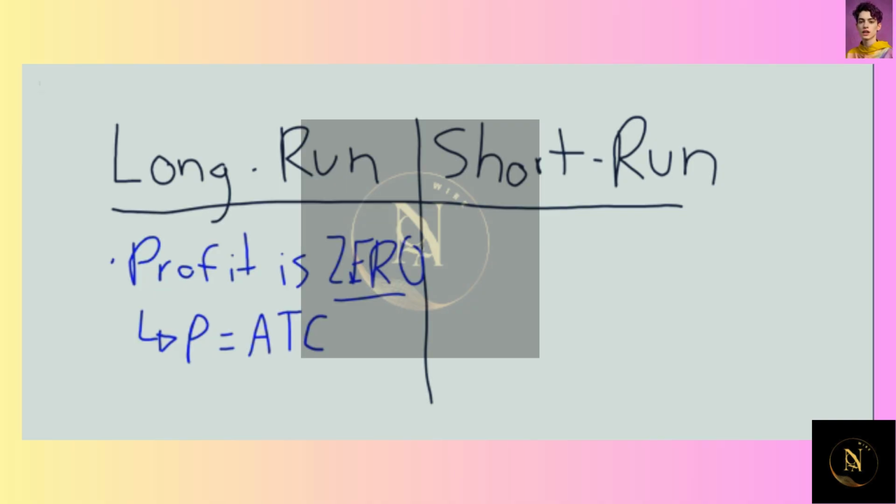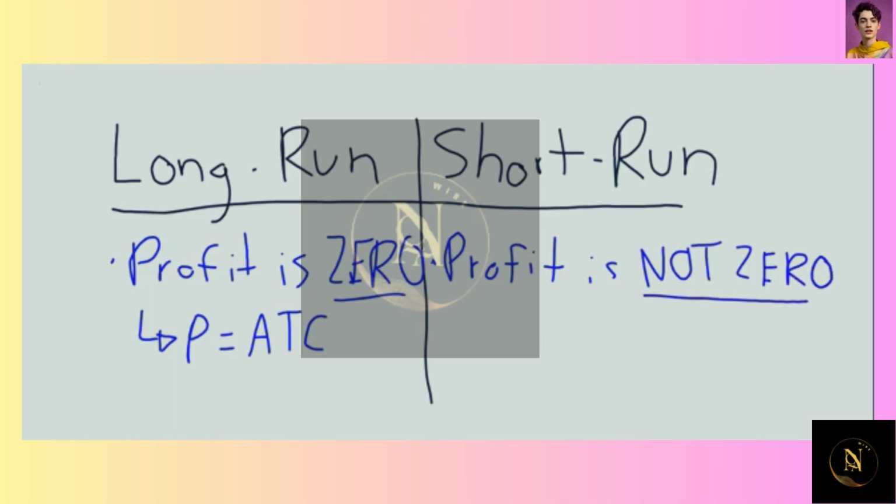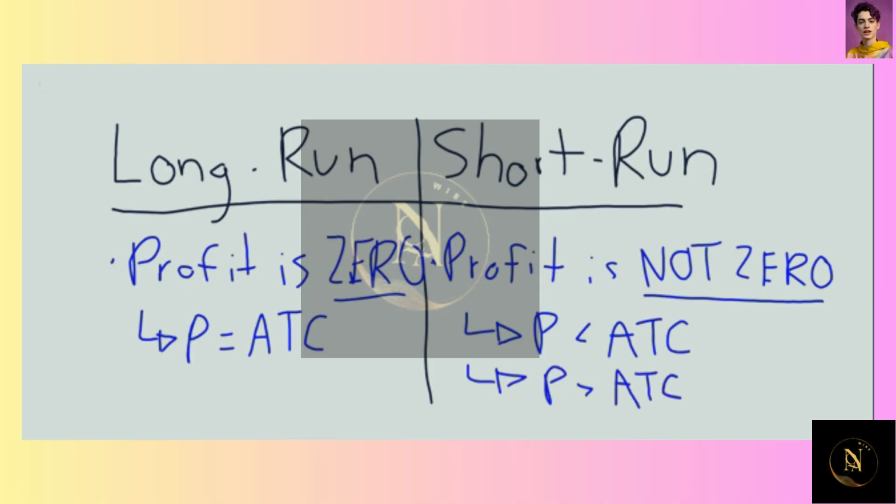So then for the short run, this bullet point here, you probably guess what the concept is. In this case, our profit is going to be not zero. Our mathematical equation for this case is just the opposite of price equaling ATC. So it's an inequality in this case. Price can be less than ATC, or it could be greater than ATC.